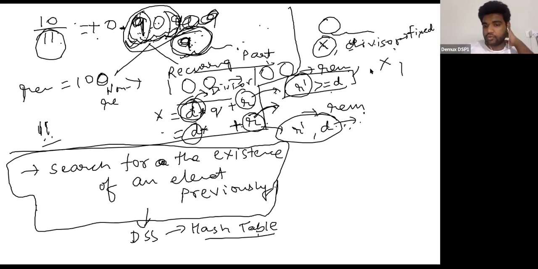Yeah. So just look at the underlying pattern now. That's more important. This math is fine. You will be able to figure it out. The underlying pattern is that at any point in time, I need to search whether the current element that I have, whether the current remainder that I have, did I encounter it previously or not.